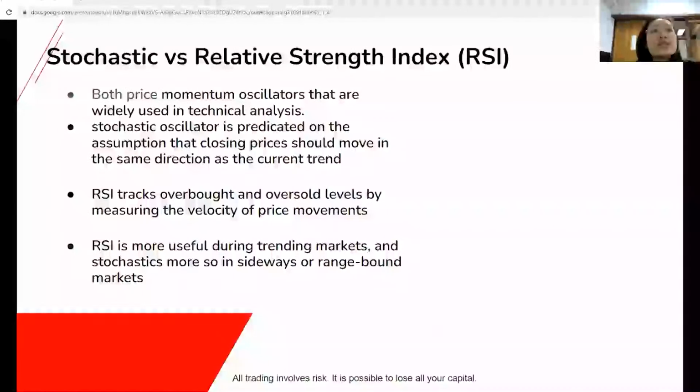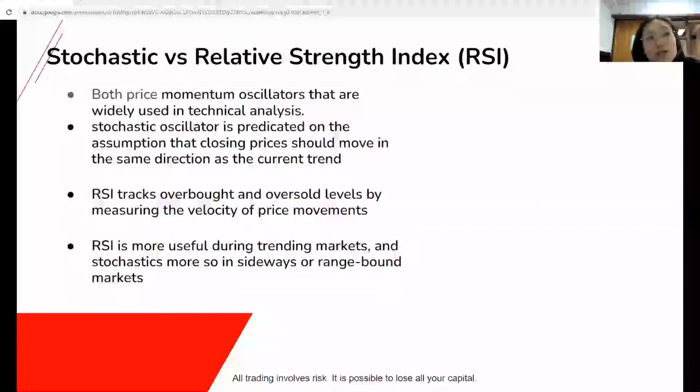Okay, so now let's look at the differences between stochastic versus RSI. The reason why we are talking about stochastic as well as RSI, even though this webinar is for RSI, is because they are both price momentum oscillators and they're widely used in tandem. They each have different underlying theories, but the underlying method is about the same because it's based on price momentum. The stochastic oscillator is predicated on the assumption that closing prices should move in the same direction as the current trend.